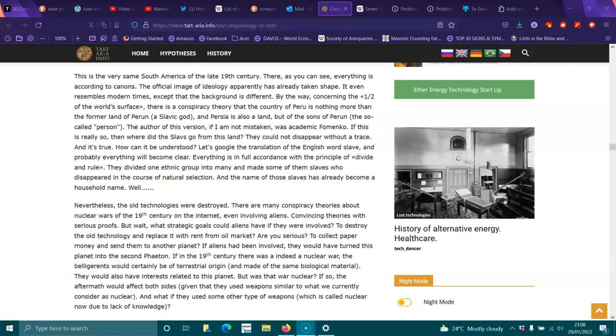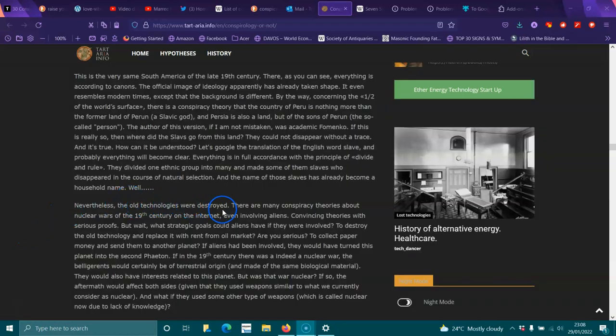Well, nevertheless, the old technologies were destroyed. There are many conspiracy theories out there: the nuclear wars of the 19th century on the internet, even involving aliens. Convincing theories with serious proofs. But wait, what strategic goals could aliens have if they were involved? To destroy the old technology and replace it with rent from the oil market? Are you serious? To collect paper money and send it to another planet? If aliens had been involved, they would have turned this planet into the second Phaeton.